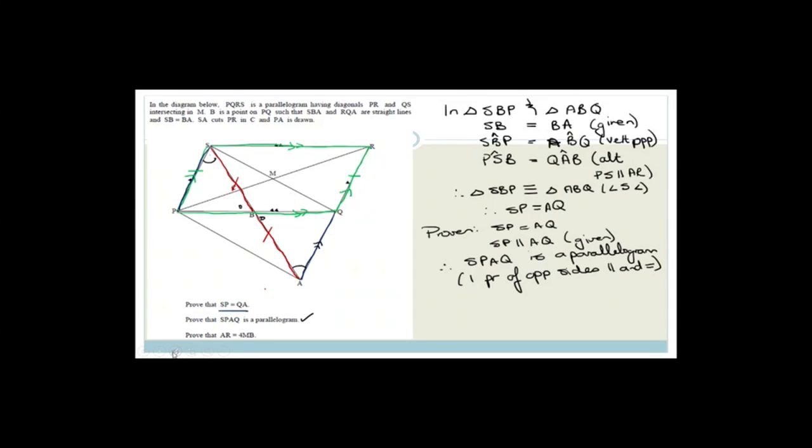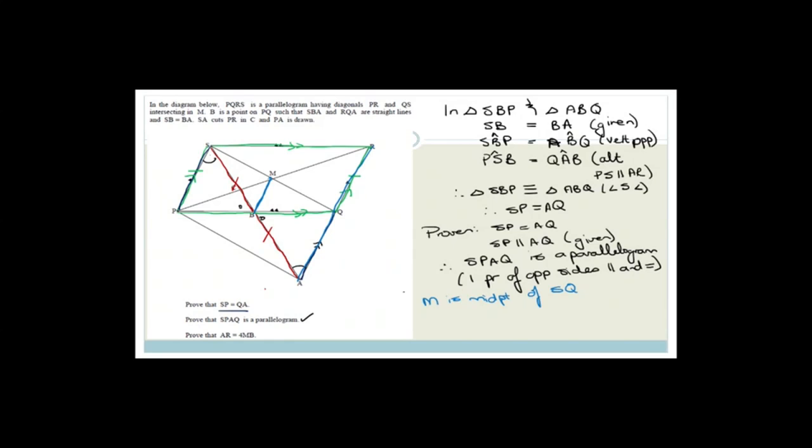Now it says, prove that AR is 4 times MB. Okay, well, first I have to find these things. Okay, so let's have a look at it. We want to prove that AR is 4 times MB. Okay, we can do this. This is doable. Okay, do you agree that M is the midpoint of SQ because of the fact that SPQR is a parallelogram and the diagonals bisect each other. So therefore, M is the midpoint of SQ.